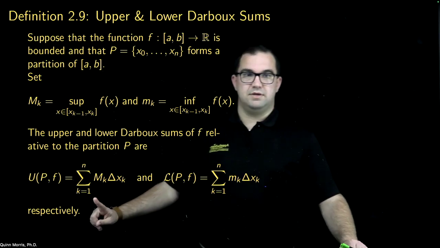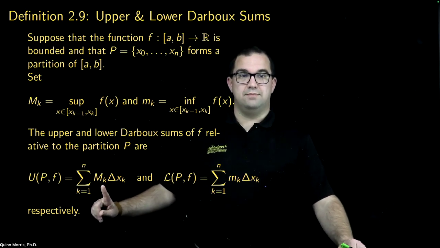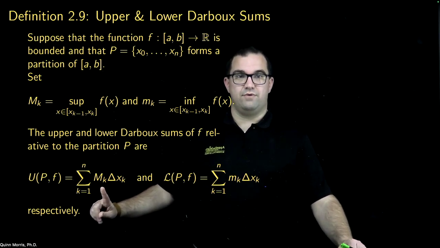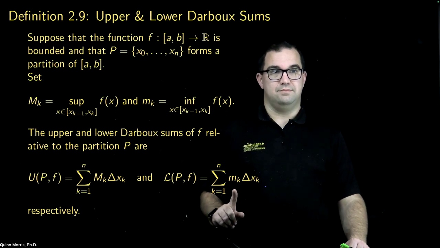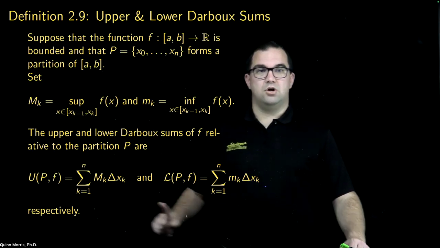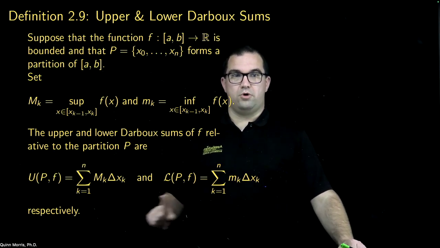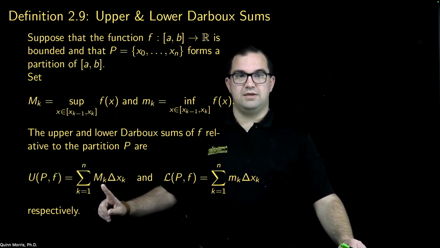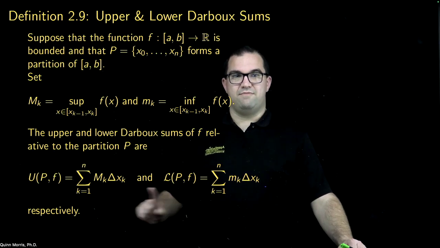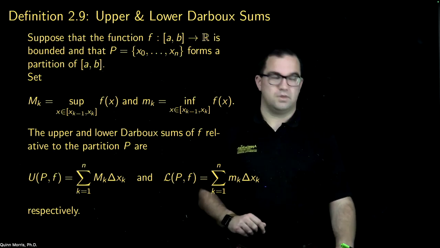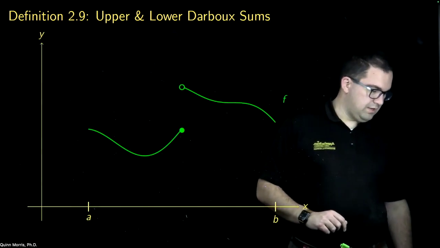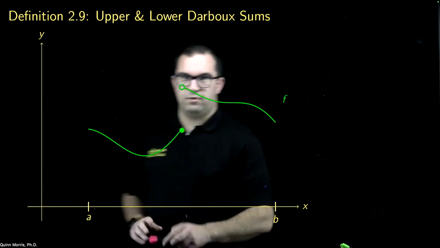The upper sum is just you use the capital M sub k's for the heights of each of your rectangles. And the lower Darboux sum is just you use the little m sub k's. So you end up with these upper and lower Darboux sums respectively by using these supremum values and infimum values appropriately. All right. So again, graphically, let's just think about what this would be.